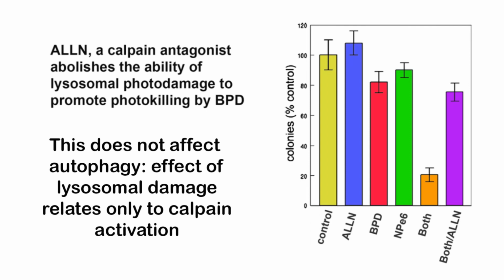This image shows what happens if we inhibit the activity of calpain by the antagonist termed ALLN. Here we then get only an additive effect when we combine the two photosensitizers.